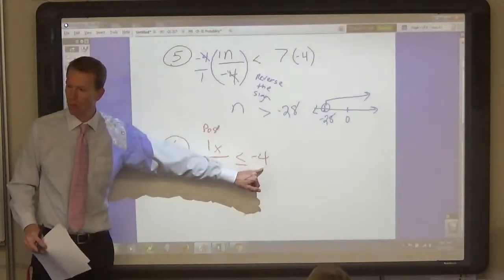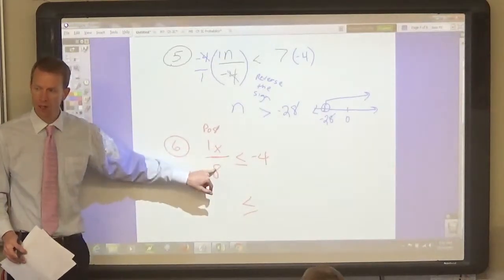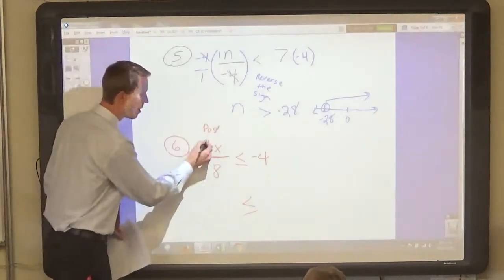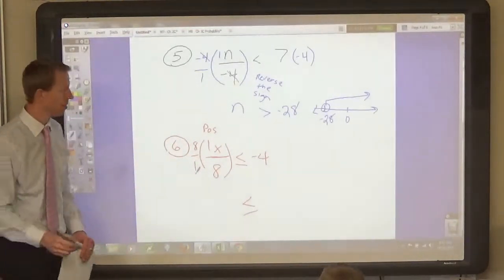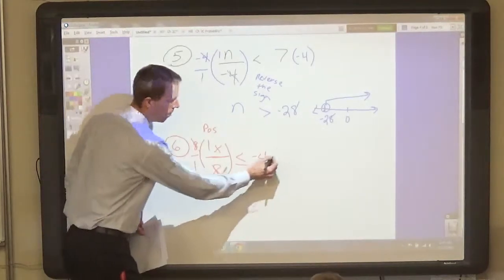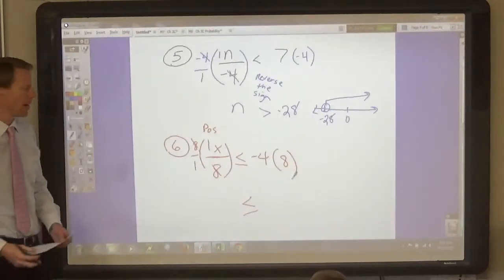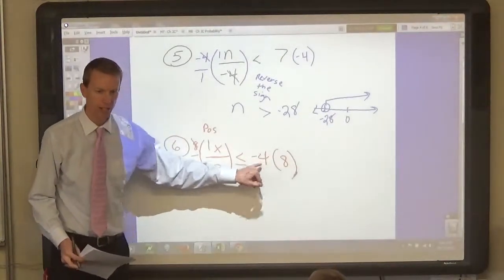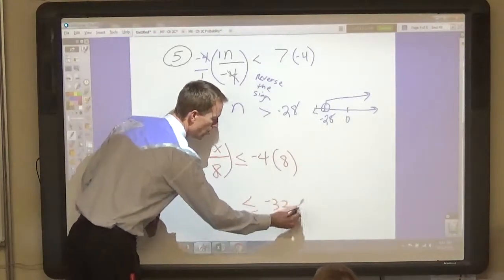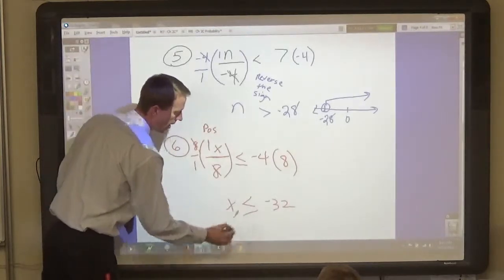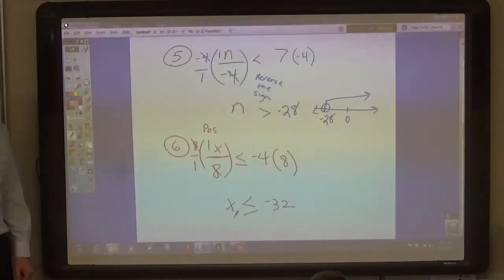Now, this is -4, but that's not the coefficient, is it? No. 1/8 is the coefficient. Multiply by its reciprocal, 8 over 1. Cross off the 8s, multiply by 8 on the other side. We don't have to use a fraction because the number we're multiplying is not a fraction. This is -32, and x is less than or equal to -32. Then graph it.